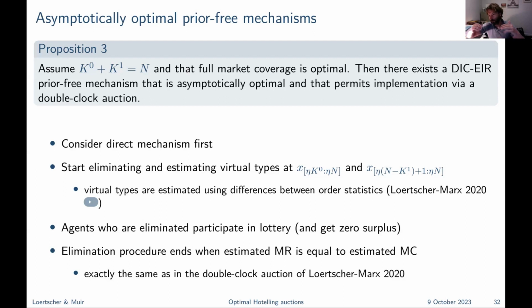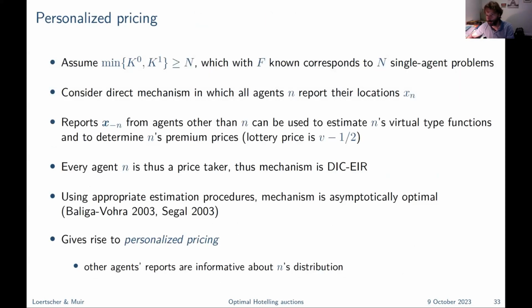Now it boils down basically to estimating marginal revenue and marginal costs based on these reports. And in that sense, or for that reason, it becomes exactly like a double clock auction in a two-sided environment as Leslie and I studied. So that was a reasonably surprising connection that I really did not anticipate.